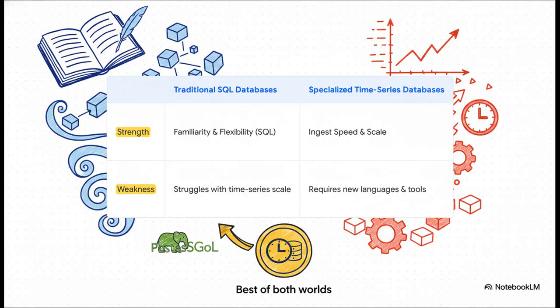And you can see that trade-off laid out perfectly here. On one side, you've got your traditional SQL databases. We all know them. They're super flexible, but honestly, they just start to choke when you throw massive time series workloads at them. Then, on the other side, you have these specialized time series databases. They are incredibly fast, no doubt, but they force you and your team to learn completely new query languages and abandon this huge mature ecosystem that SQL has.